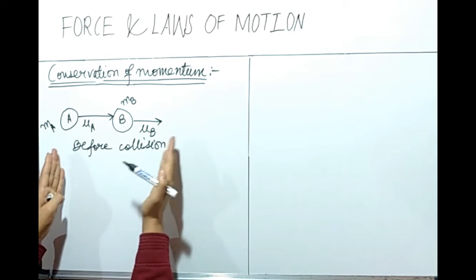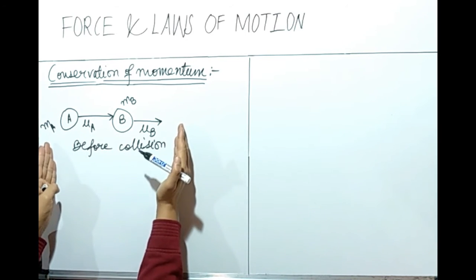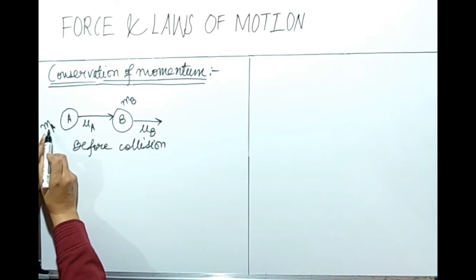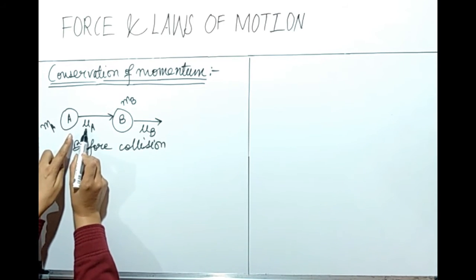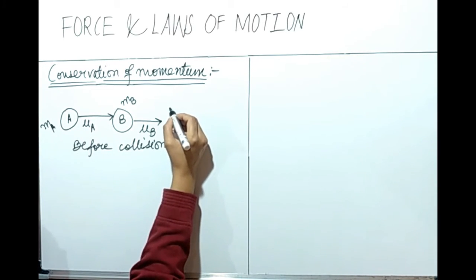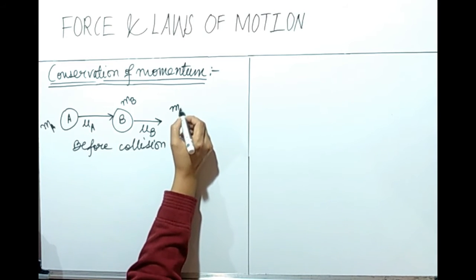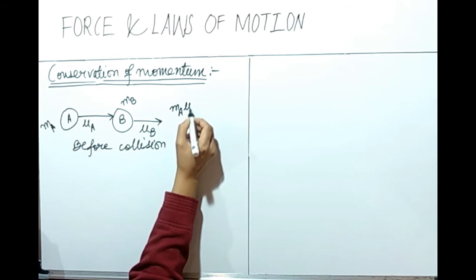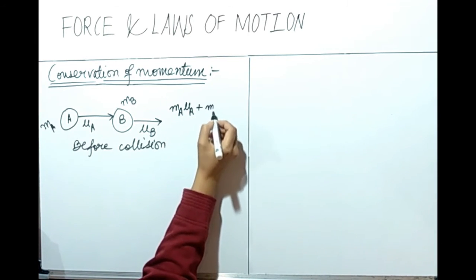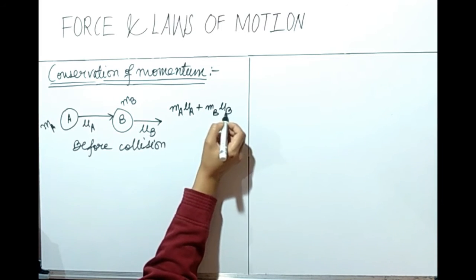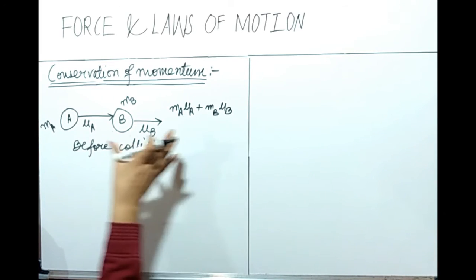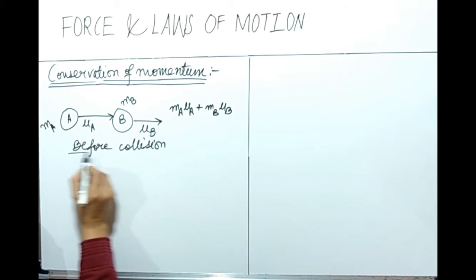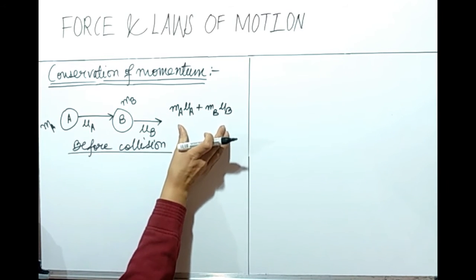So before collision, can you calculate the total momentum here? Mass of this ball is ma and initial velocity is ua. So the total momentum before collision is ma ua plus mb ub. This is the momentum of these two balls before collision. Total momentum of the two balls.